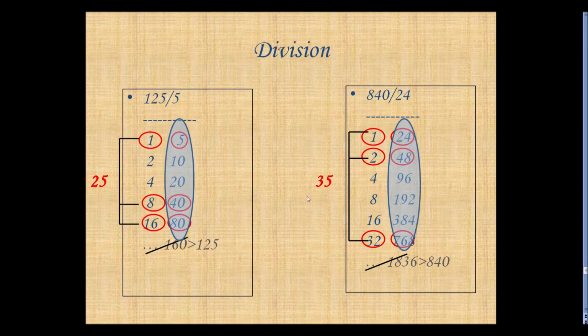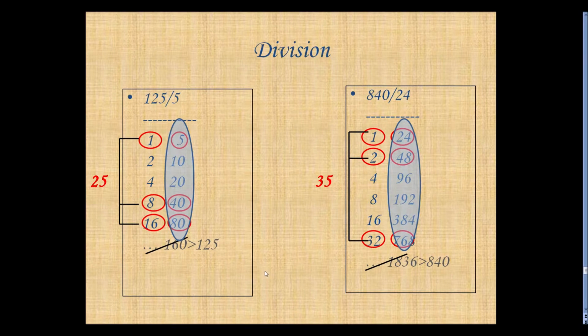Clearly, 80 plus 40 plus 5 equals 125, which is the dividend. And we look at the numbers in front of them in the first column. So 1, 8, and 16, we add them up, we get our quotient, 25 indeed.